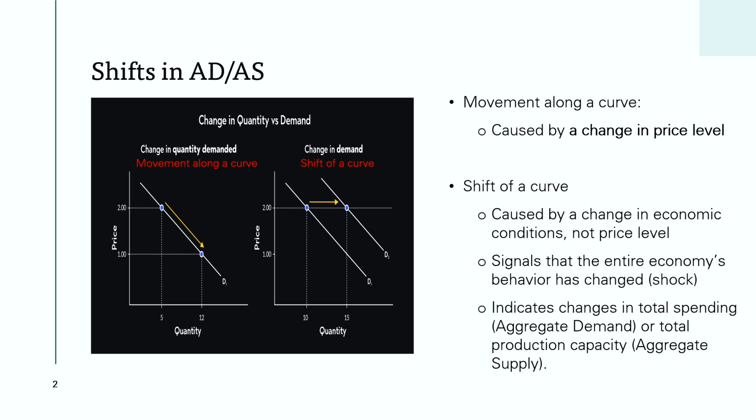By contrast, a shift of the curve occurs when the underlying economic conditions change. In this situation, the curve itself moves to the left or the right. This shift reflects the idea that the behavior of the entire economy has changed, perhaps because spending increased or production capacity changed. The shift shows that at every possible price level, total demand or total supply is now different from before.